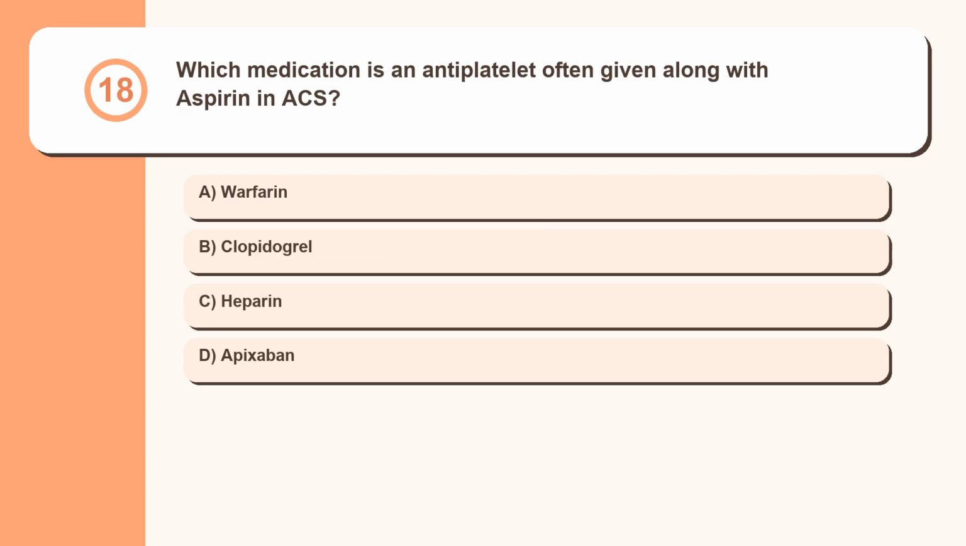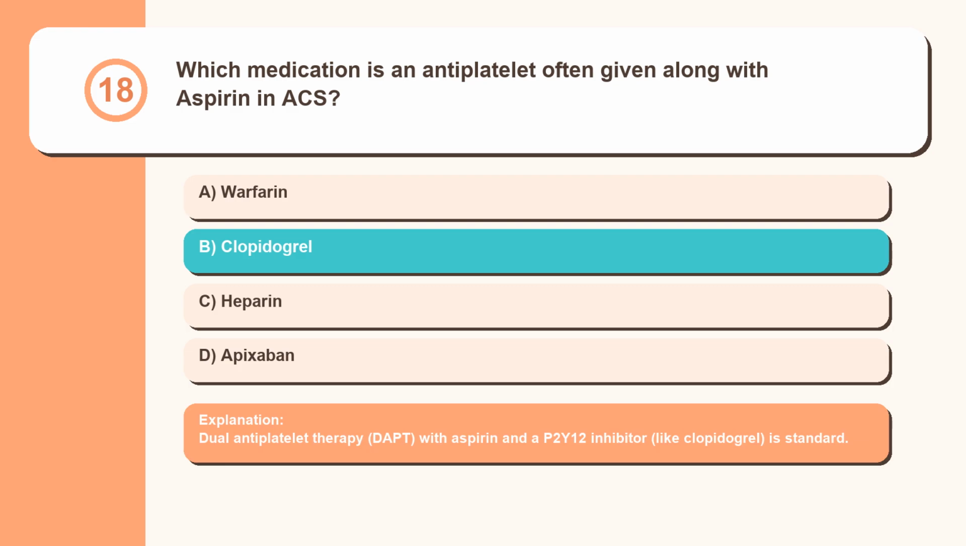Question 18. Which medication is an antiplatelet often given along with aspirin in ACS? Warfarin, clopidogrel, heparin, apixaban. Dual antiplatelet therapy, DAPT, with aspirin and a P2Y12 inhibitor, like clopidogrel, is standard.